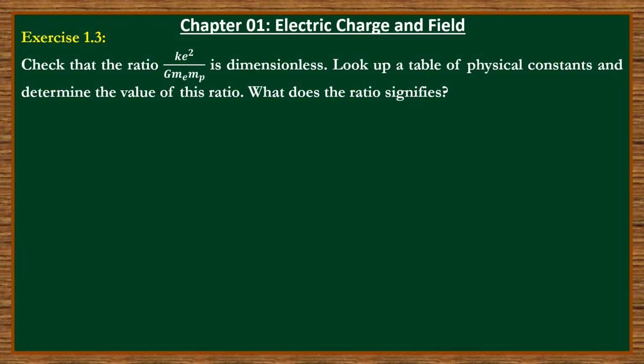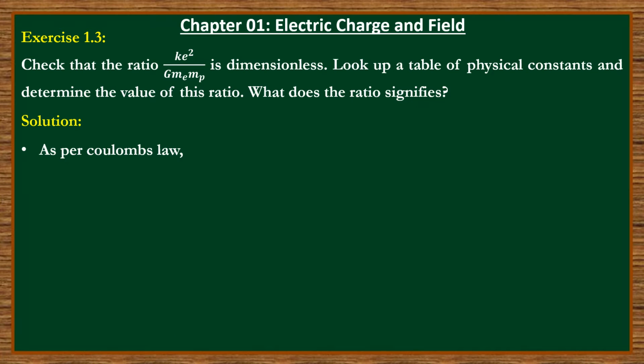So what is the statement? Read carefully. Check that the ratio ke squared divided by G me mp is dimensionless. Look up a table of physical constants and determine the value of this ratio. What does the ratio signify? So in one question they have asked three questions. First of all we have to show this ratio is dimensionless. Now let us look.